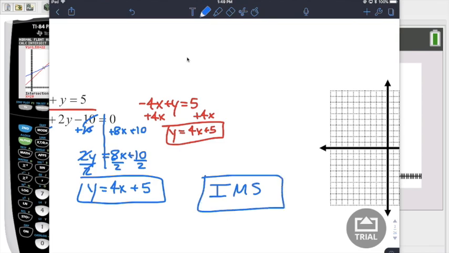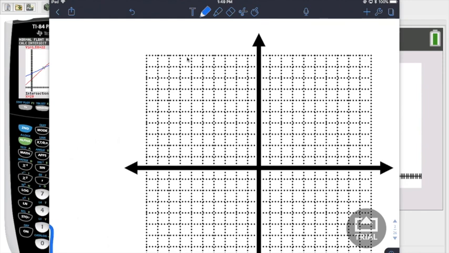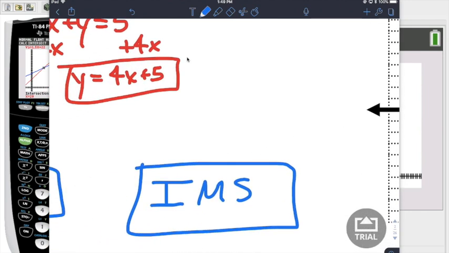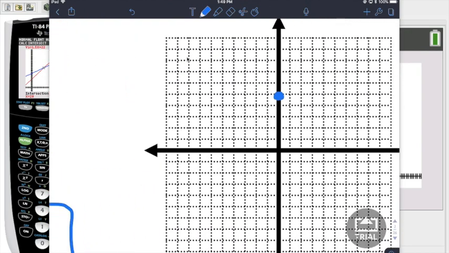If you want to spell it all the way out, you can. If you just want to write IMS, you'd probably be fine as well. Now if you've got a slope of 4, it's kind of like 4 over 1. So that means up 4, right 1, or down 4, left 1.